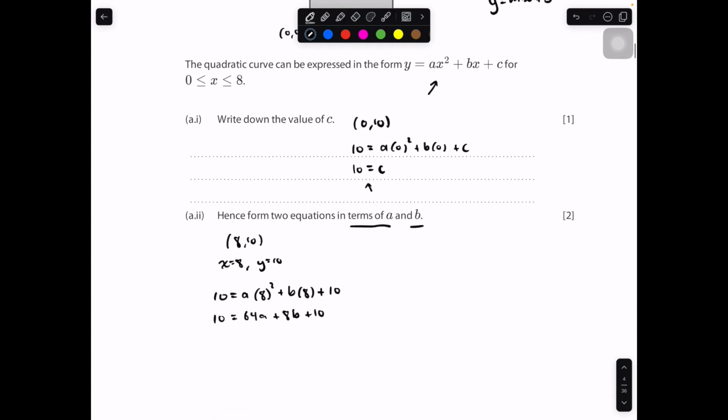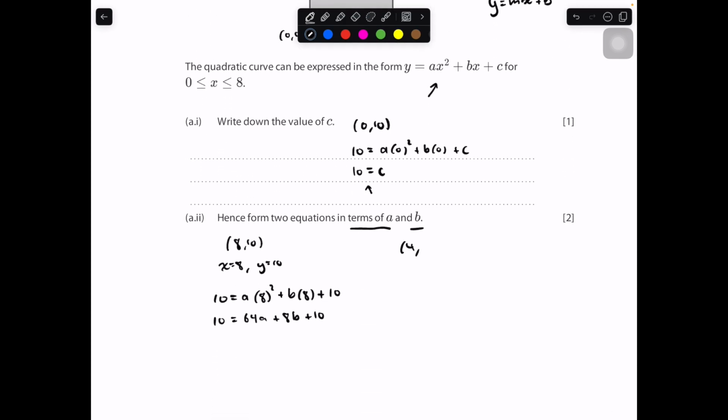4, 12. So here we have 4 and 12. X is equal to 4, y is equal to 12, and we'll substitute those values in as well. 12 equals a times 4 squared plus b times 4, this is x once again, plus 10. Cleaning this up just a little, 16a plus 4b plus 10. Now we have two separate equations. We have equation 1 here, and then equation 2.